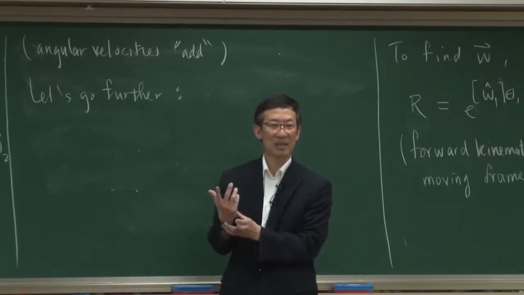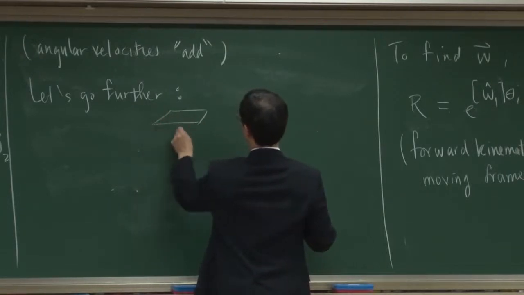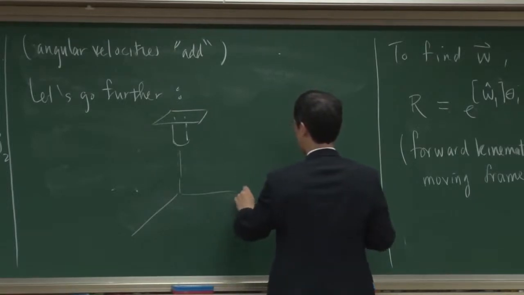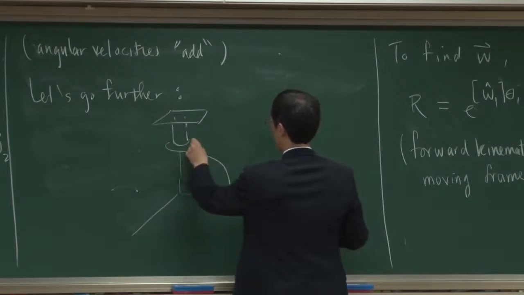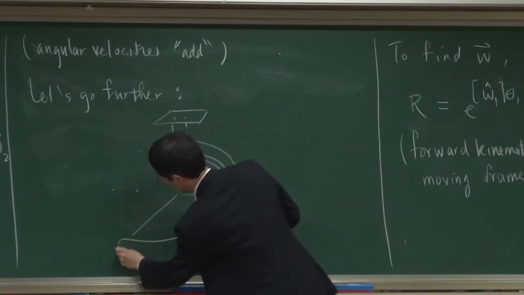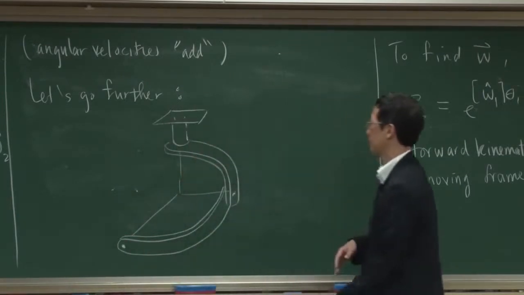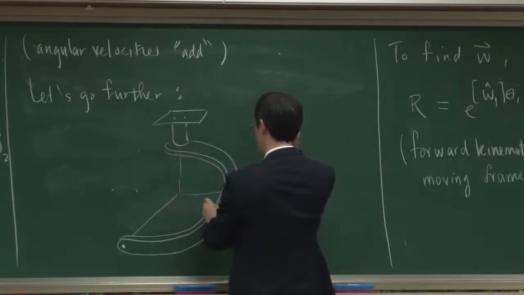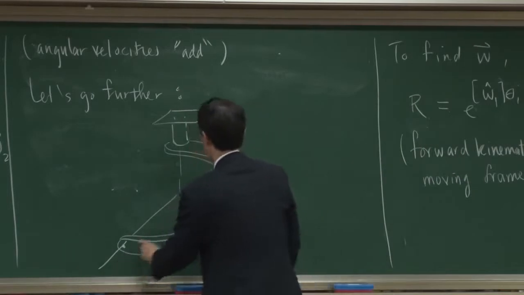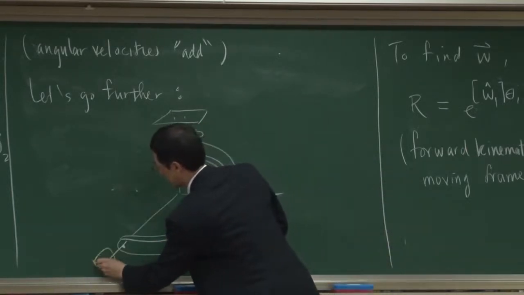Essentially, I want to go back to the wrist mechanism. So let's draw that wrist again. Here's the ceiling. So remember this. So we had three revolute joint axes. We have rotations around this axis, that axis, and that axis.